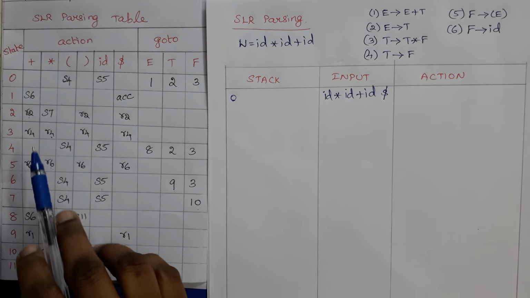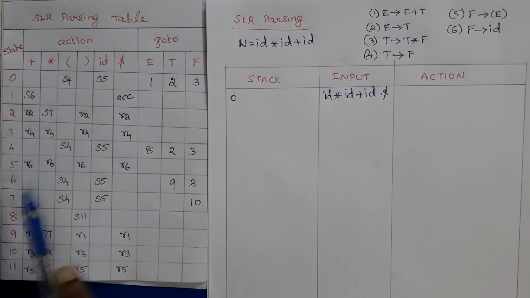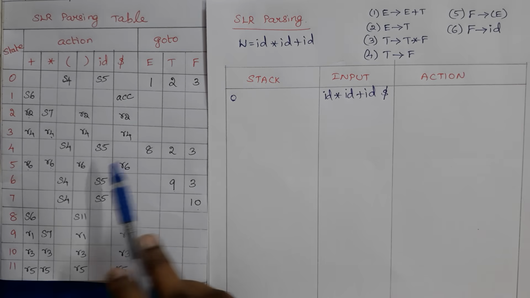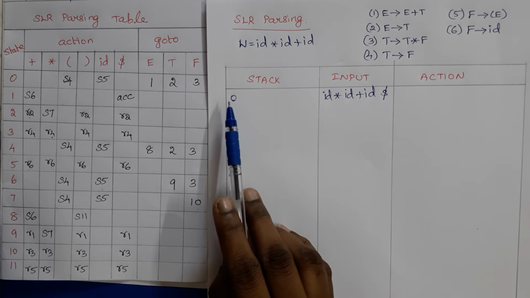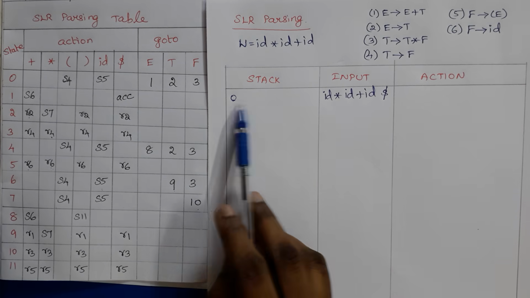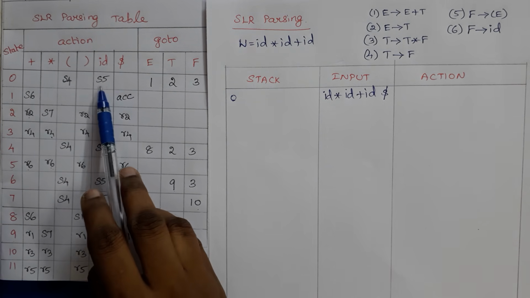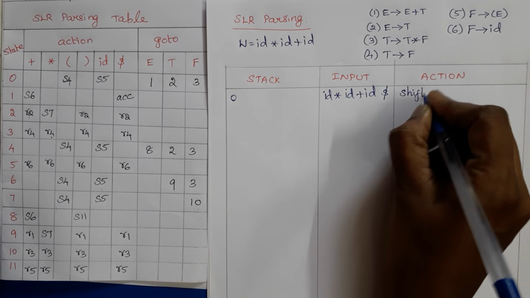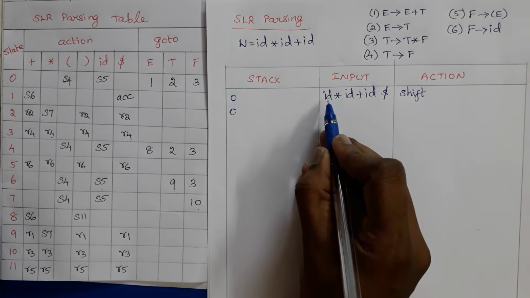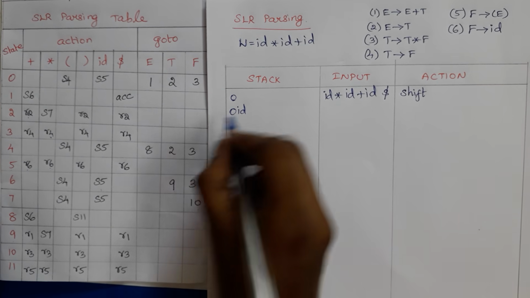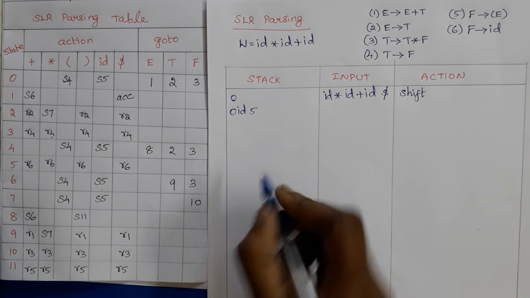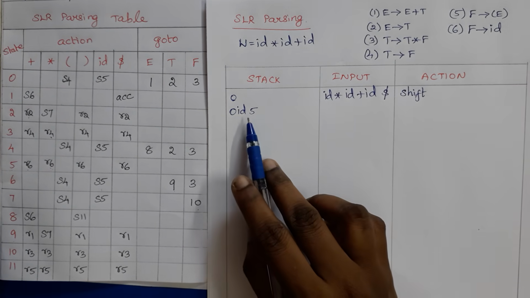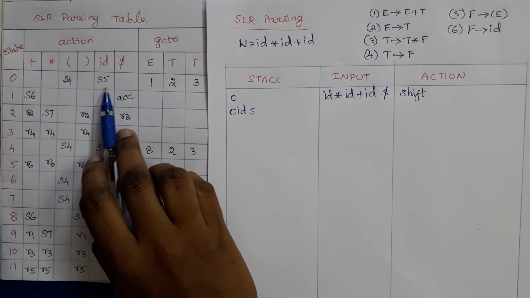The SLR parsing table has states as rows, so we can refer to the row and input symbol for the action table. First we check 0 and ID in the action table. 0 and ID is S5. S5 means shift 5. So we write shift here, and we have to shift the current input symbol ID as well as this 5 onto the stack. Shift operation means we shift the current input symbol onto the stack along with the 5.